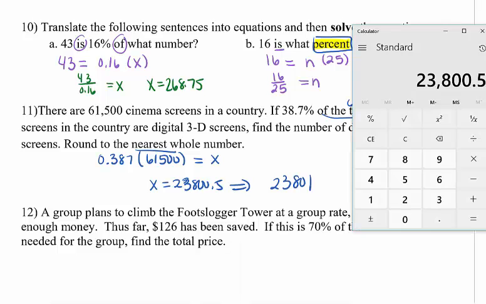Make sure, again, you can always double check yourself. 0.387, because it's super easy to type something into your calculator wrong, and then make sure you're rounding to the correct units if it asks for it. In this case, it doesn't make sense to give a decimal for digital screens. That's why you had to round.